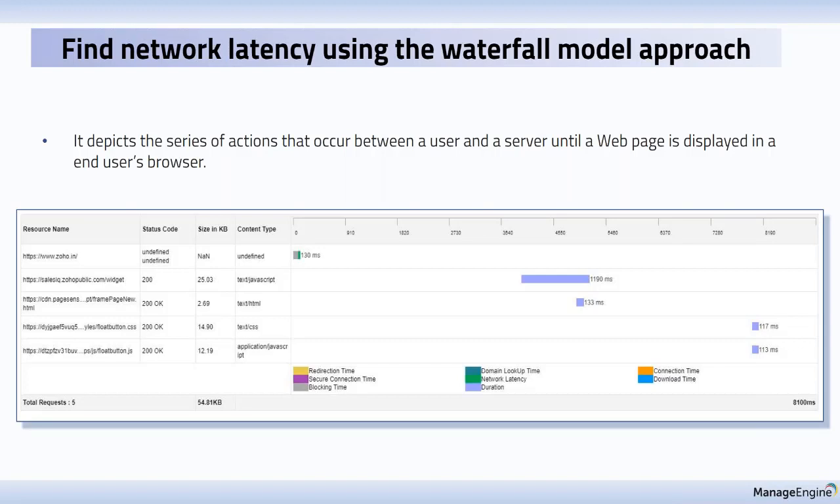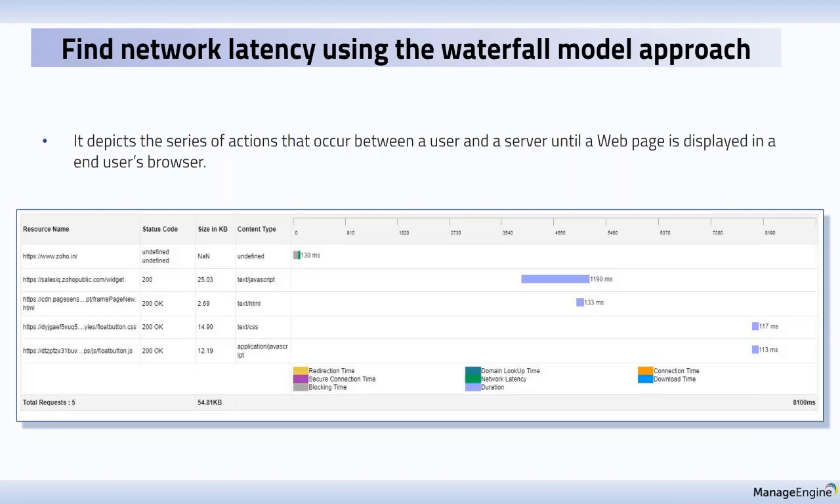Each row represents an object. It could be a text, images, JavaScript, or any third-party components that a web page contains. Each component makes a round trip from the user to the server and back to the user. So whenever one single object on this page underperforms, your user experience will be negatively impacted. So it is crucial to monitor your applications using the waterfall model approach.